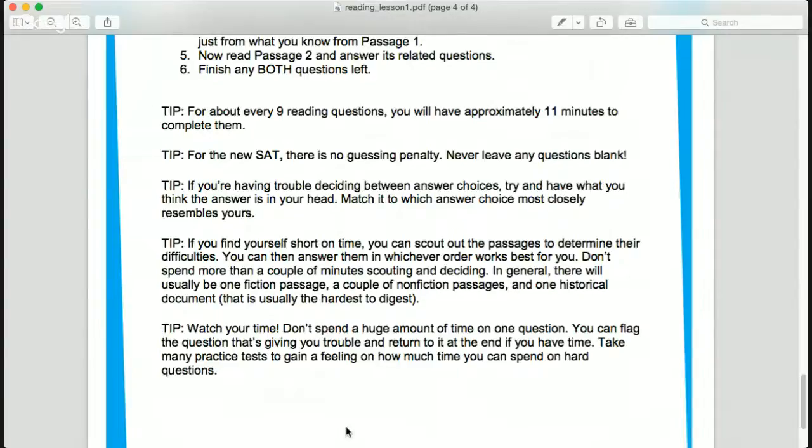Lastly, watch your time. Don't spend a huge amount of time on one question. You can flag the question that's giving you trouble and return to it at the end if you have time. Take many practice tests to gain a feeling for how much time you need to spend on hard questions.